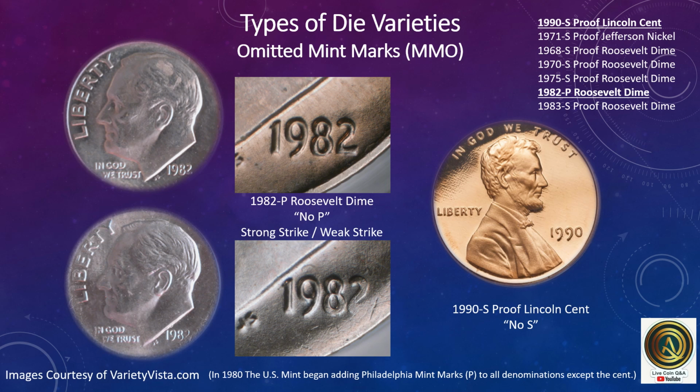Omitted mint marks. It's important to note that in 1980, the U.S. Mint began adding Philadelphia mint marks, or the P, to all denominations except the cent. Here we have 1982 no P Roosevelt dime with a strong strike and with a weak strike variant. Here we have the 1990 No S Proof Lincoln cent. And here are other omitted mint mark coins.